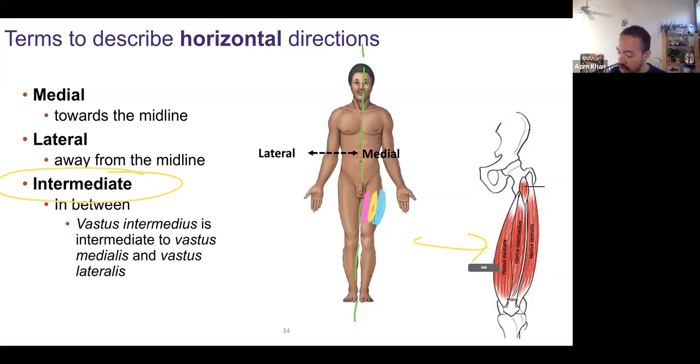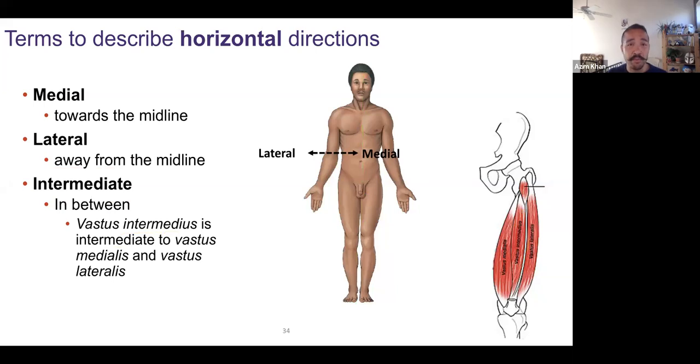You can see a picture here of the same thigh that I've drawn. There are three muscles, there's more than three, but there are three muscles here in your left thigh, your left femoral region. The one in between is the intermediate muscle. It's called the vastus intermedius, but it's intermediate to the vastus medialis and vastus lateralis. So when you use the word intermediate, that word is to describe something in between two other things. You're going to compare it to two other things.